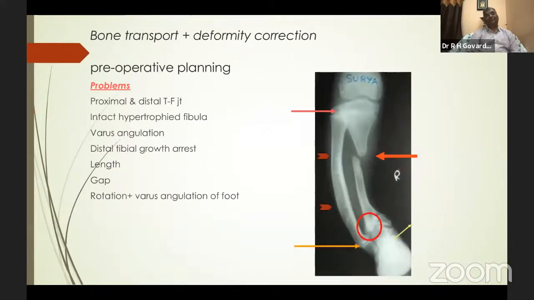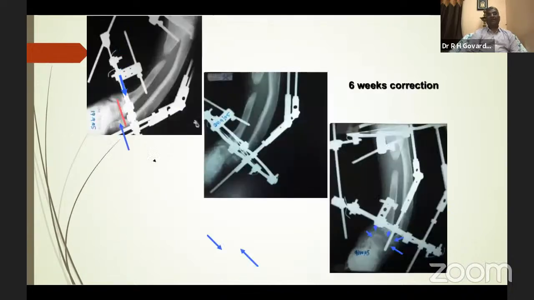So these are the problems which I have told already. There is a hypertrophied fibula, varus angulation, distal tibial growth, there is a length discrepancy, there is a gap, rotation, varus angulation of the foot. All these problems were there.